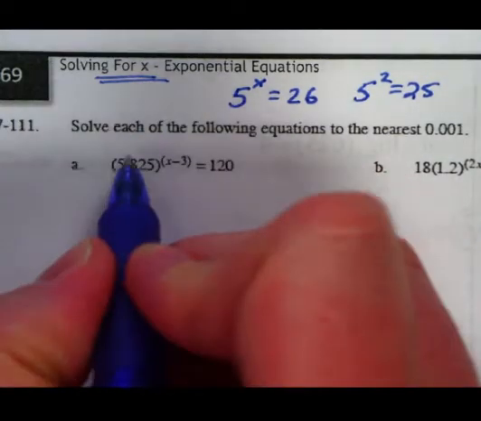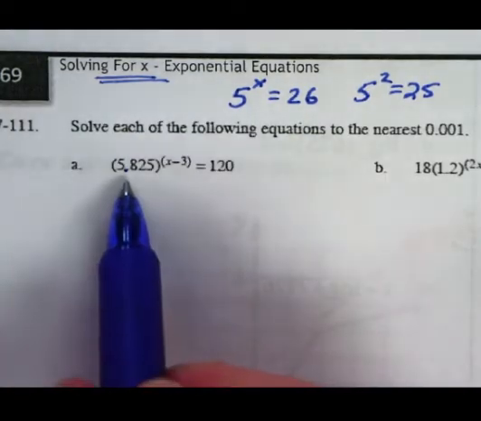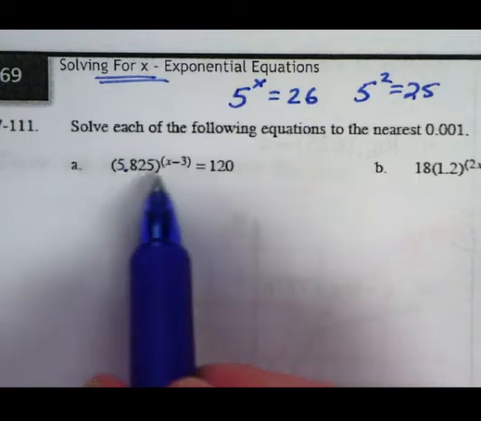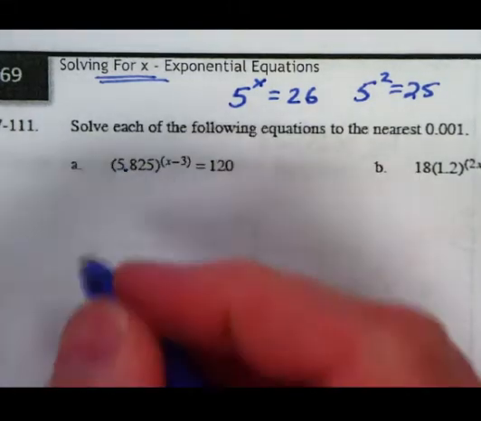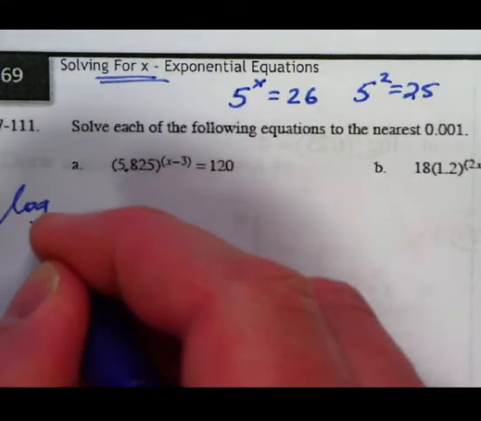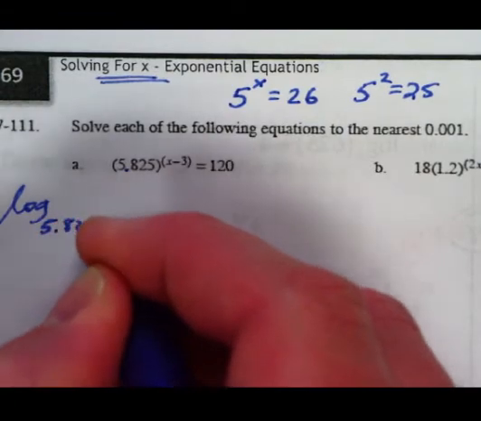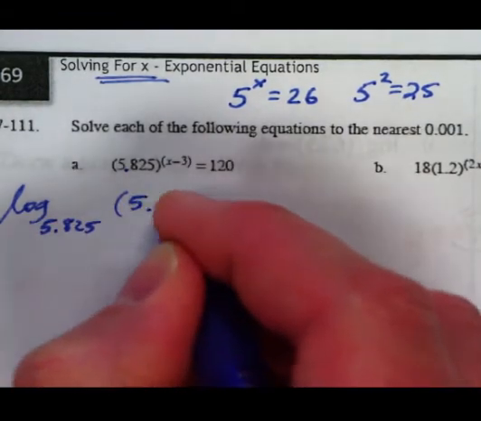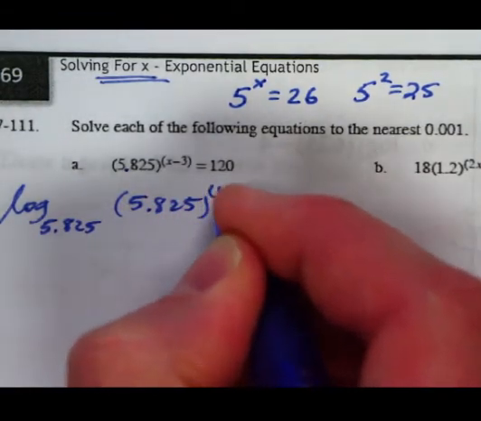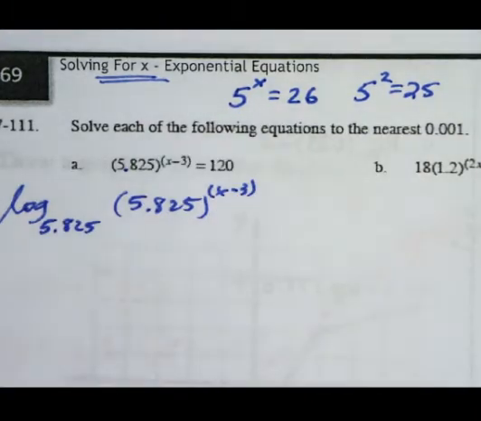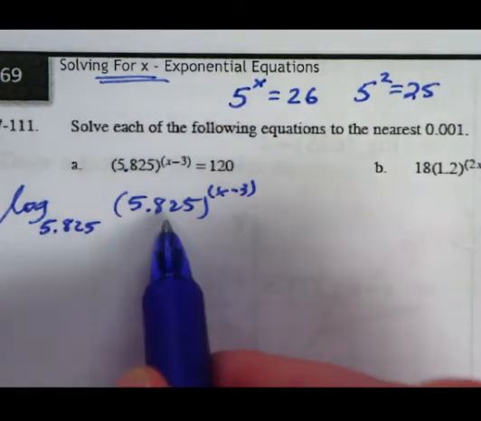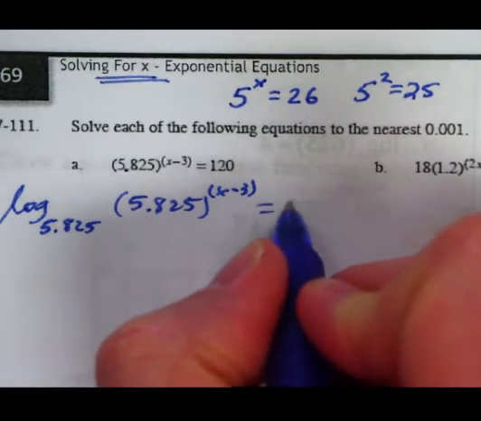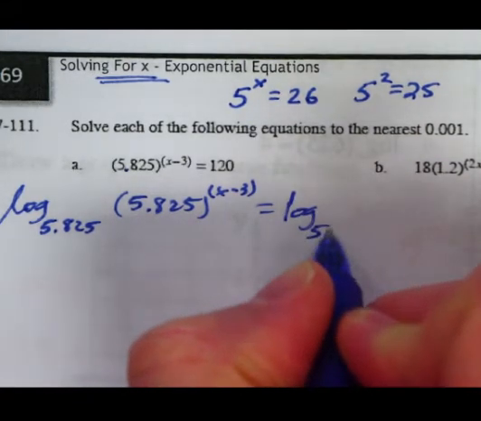So now if we have exponential base 5.825 to the x minus 3 power, what I'm going to do is take the log base 5.825 of both sides. In doing so, I have log base 5.825 with exponential base 5.825, and those are going to cancel. So I go over here to the other side, and I do the same thing.